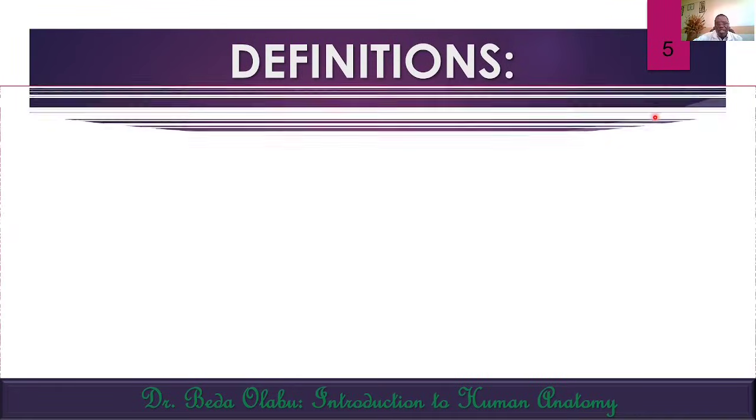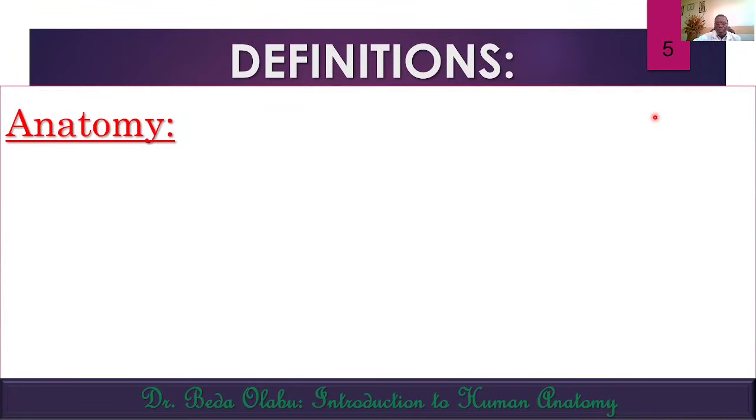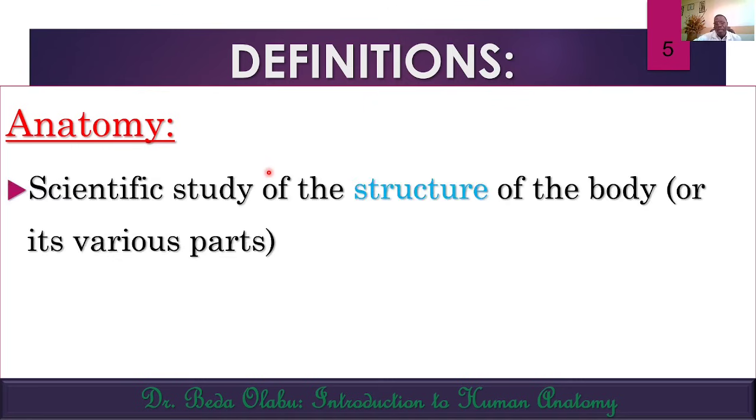We'll start by defining anatomy. Anatomy is basically a branch of science that deals with the study of the structure of the body. It could be the whole body or it could be just some parts of the body. The point I want you to take at this juncture is that when you talk about anatomy, we are talking about the study of the structure. The word to underline is structure.